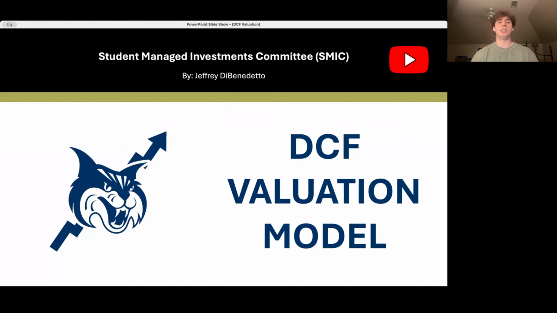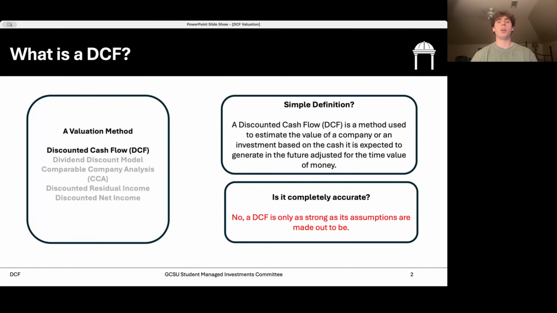Today I'm going to be teaching the DCF valuation and then going into a model to show you exactly how to conduct a DCF. So first off, what is a DCF? DCF stands for discounted cash flow. It is one of the valuation models we use in SMIC, and it is a method used to estimate the value of a company or investment based on the cash it is expected to generate in the future, adjusted for the time value of money.